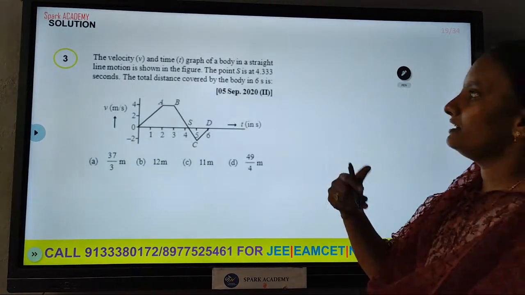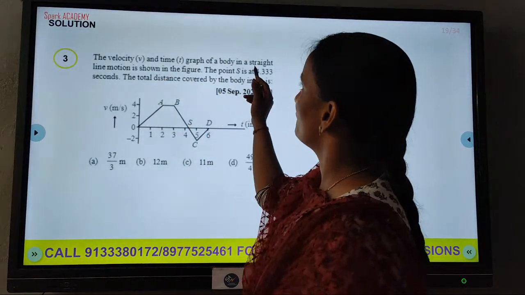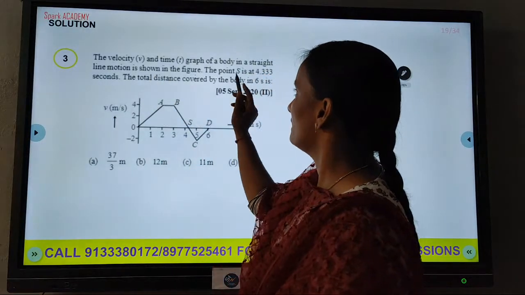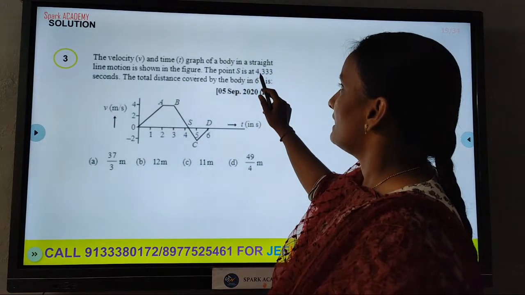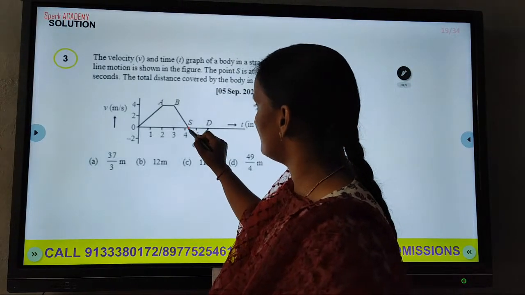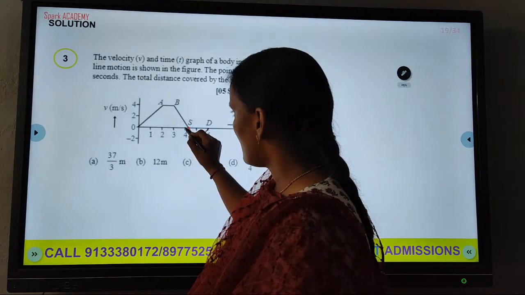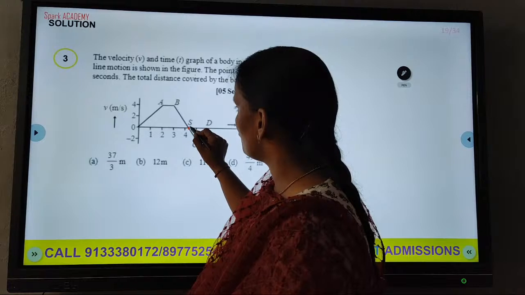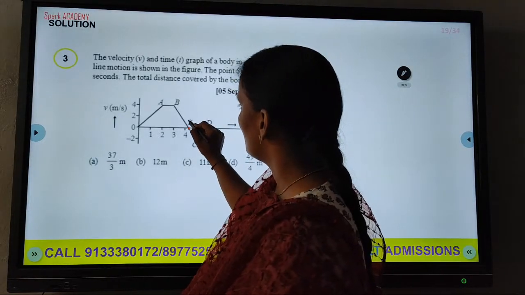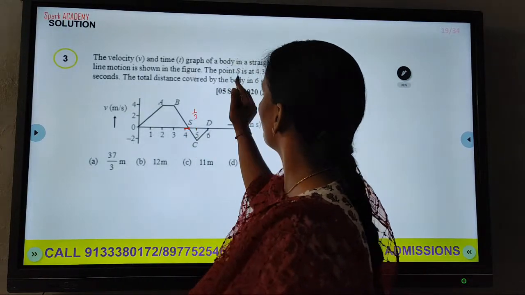Next, here we are given a velocity time graph. Velocity and time graph of a body in a straight line motion is shown in the figure. The point S is at 4.333. So this point is 4.333. After 4 it means like 0.33, which means this distance is 1 by 3, that way.